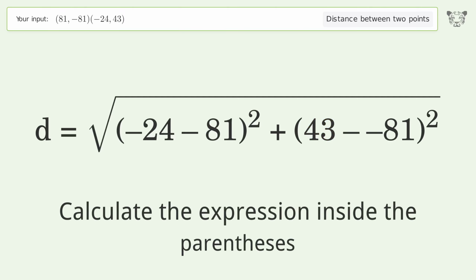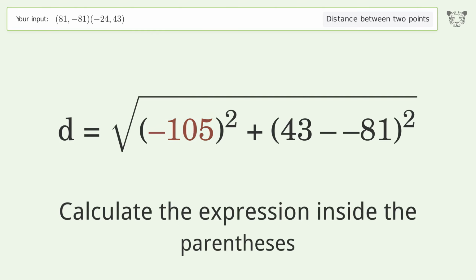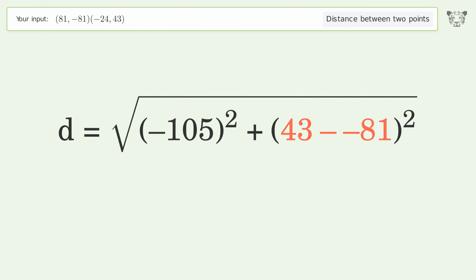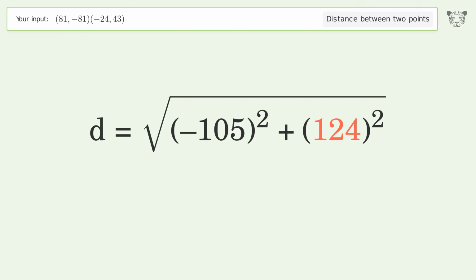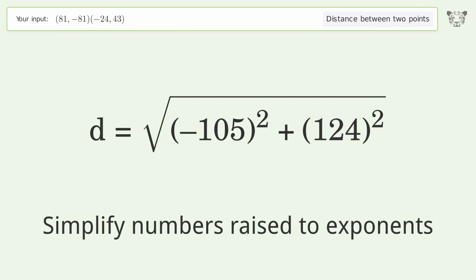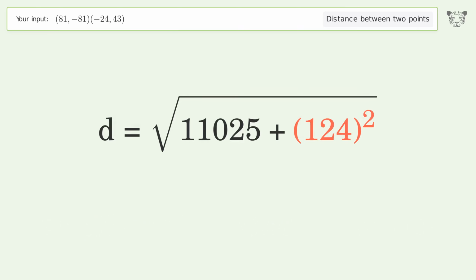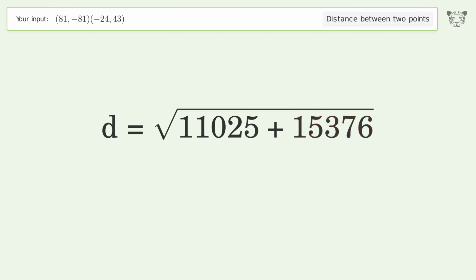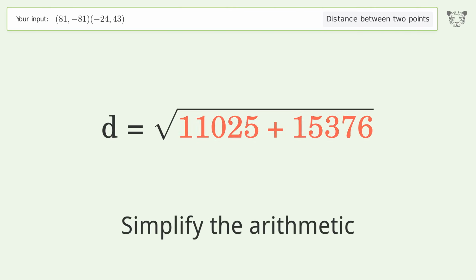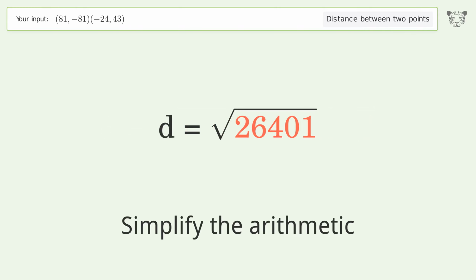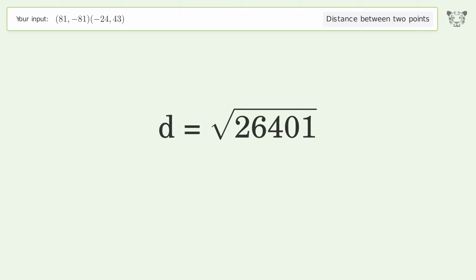Calculate the expression inside the parentheses. Simplify numbers raised to exponents. Simplify the arithmetic. And so the distance between the 2 points is the square root of 26,401 or 162.484.